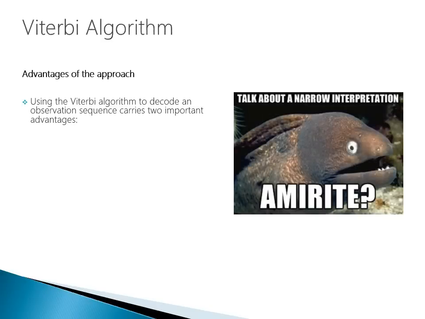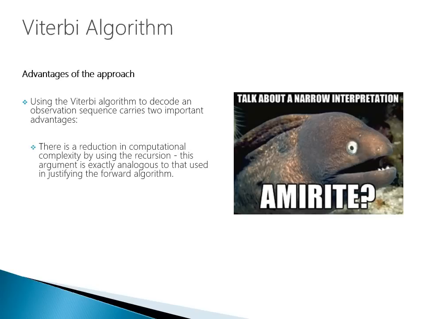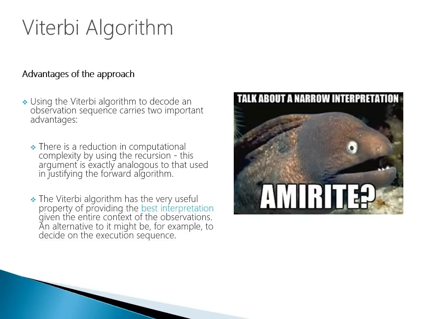Well, there are some advantages to this approach, and we should talk about them. Using the Viterbi algorithm to decode an observation sequence carries two important advantages. There is a reduction in computational complexity by using the recursion. This argument is exactly what we use to justify our use of the forward algorithm. But the second one, I think, is more important to look at. The Viterbi algorithm has the very useful property of providing the best interpretation given the entire context of the observations. An alternative to it might be, for example, to decide on the execution sequence.